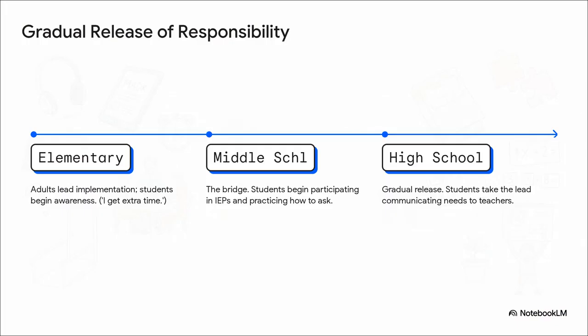I love this timeline because it shows you exactly how this is supposed to work. It's this idea of a gradual release of responsibility. See, in elementary school, the adults are totally in the driver's seat. Middle school, that's the bridge where kids start practicing. But by high school, the goal is for the student to take the lead, to be the one emailing their teachers and explaining what they need.